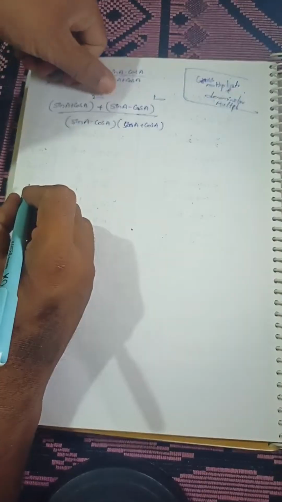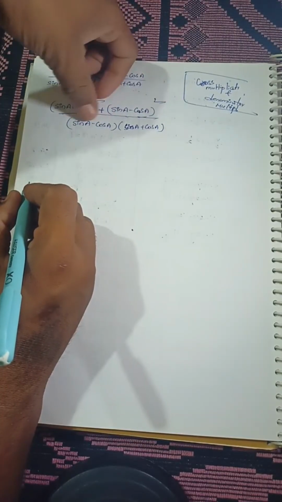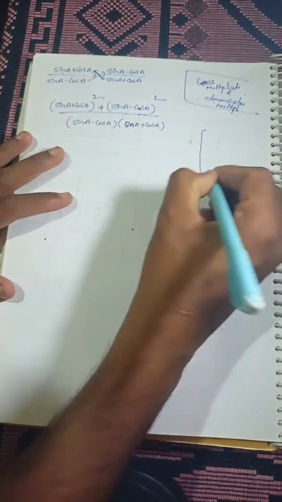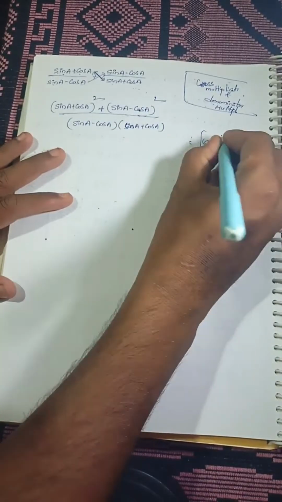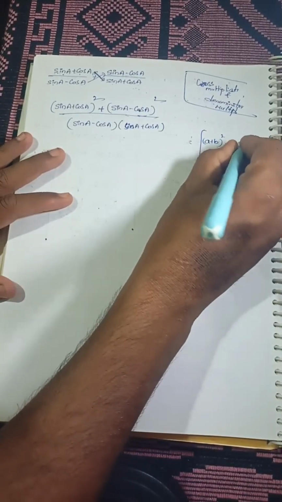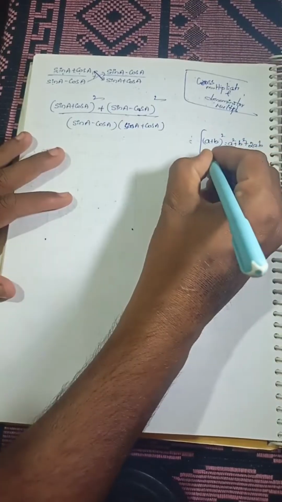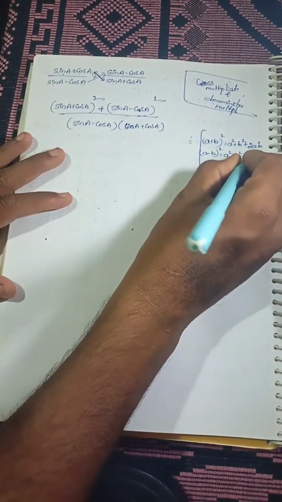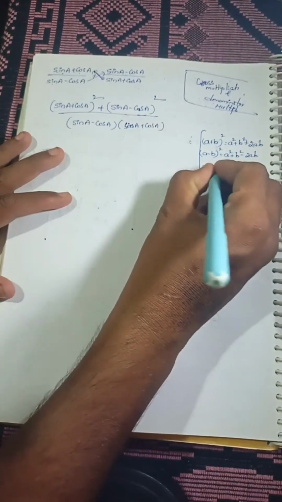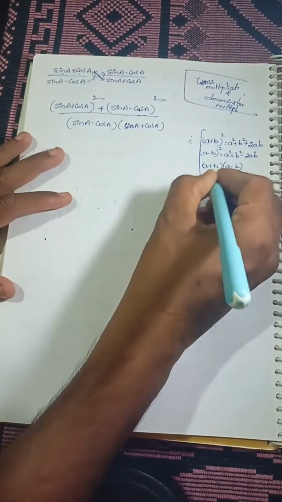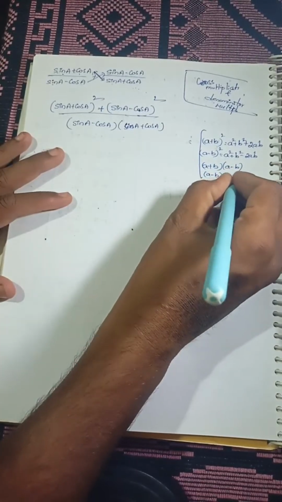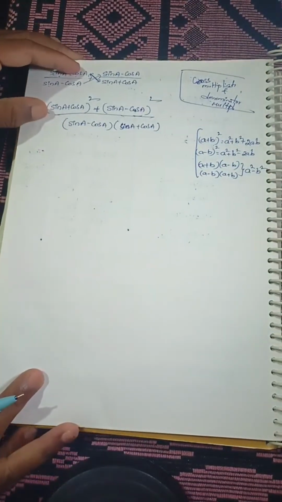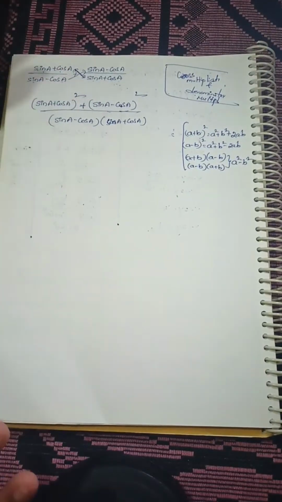In the numerator we have a plus b whole square, a minus b whole square, and a plus b into a minus b. We are having 3 algebraic identities. a plus b whole square is a square plus b square plus 2ab. The second one, a minus b whole square, is a square plus b square minus 2ab. The third identity, a plus b into a minus b or a minus b into a plus b, has the same formula, that is a square minus b square. Either way, the formula is the same.